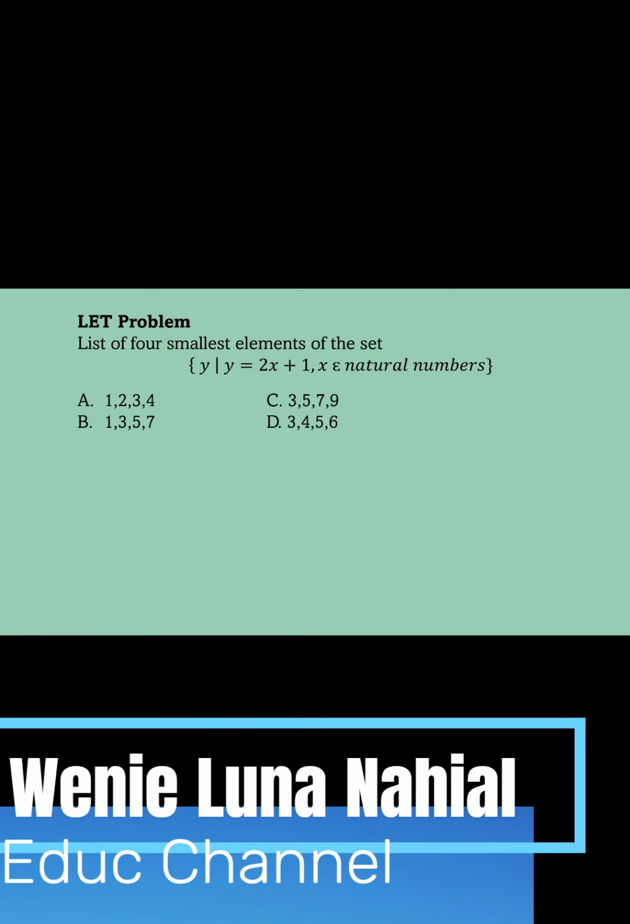Let's solve the problem. List the four smallest elements of the set. Now, the bracket here is used as set builder notation. So we have to read this one as the set of all y such that y equals 2x plus 1, where x is in the set of natural numbers. And we have the choices A, B, C, and D.